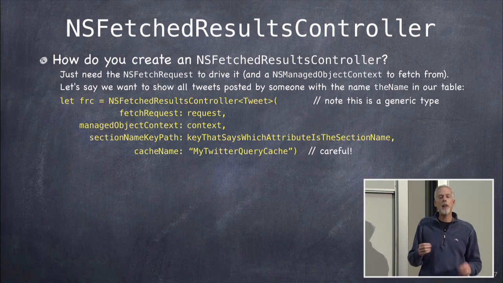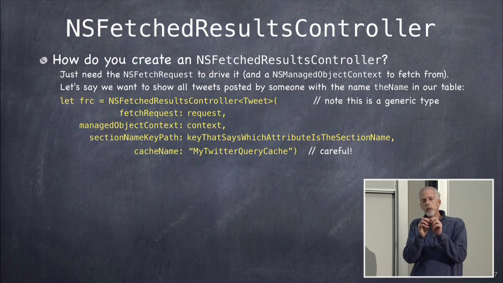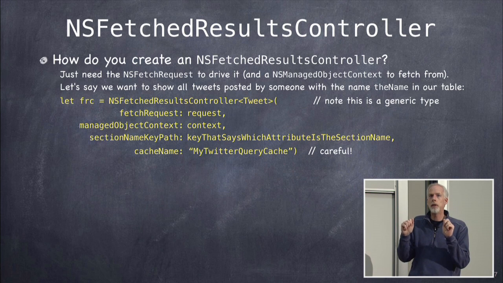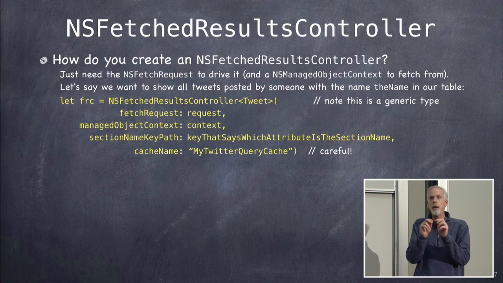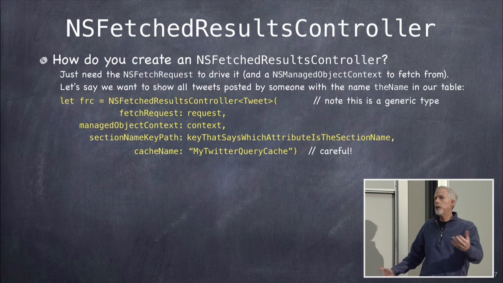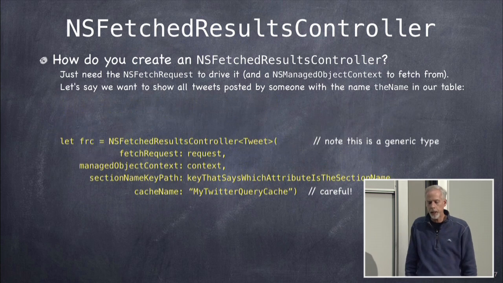That section name key path is the var in that entity whose value is a string, which is the title of the section it's in. Okay, that's how you do sections with fetch result controller. You might have to invent this or even calculate this, but all of your tweets or all your Twitter users, if they're going to be in sections, they all have to have a var, which is a string, which is the name of the section they're in. And as long as they have that, then the fetch results controller will make the sections and put them all in the right section. And we'll talk about cache name in a second here.